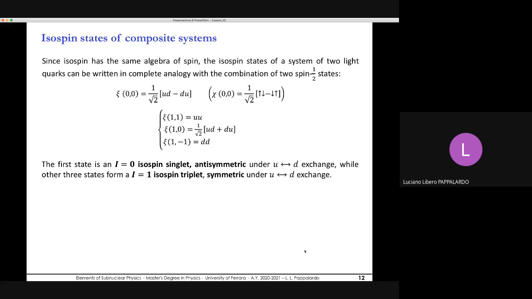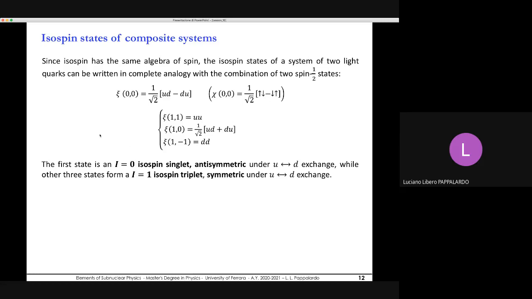And now, since isospin has the same algebra as spin, the isospin state of a system of 2 light quarks can be written in complete analogy with a combination of 2 spin 1/2 states. So also in this case, we can have a singlet state, where now we use the up and down notation instead of the up and down arrow. This is for spin, this is for isospin, but you see, everything is the same. And the other possibility is a triplet state. Again, I didn't put the comparison, but by changing the up quark with the up arrow and the down quark with the down arrow, you get exactly the same notation.